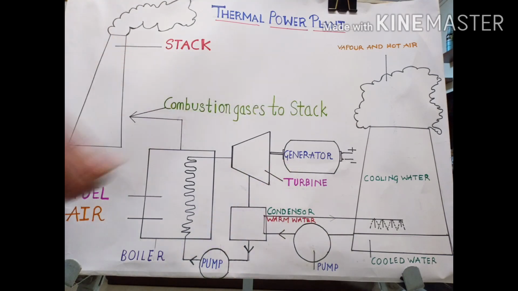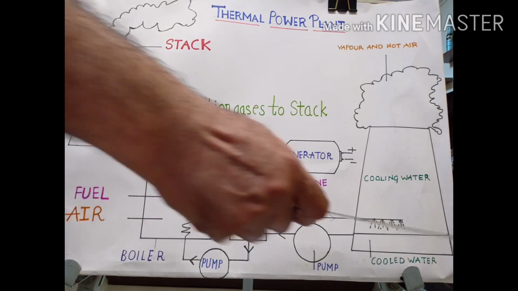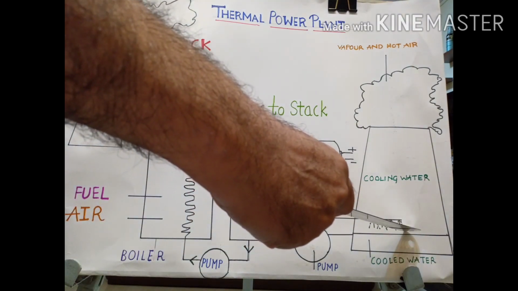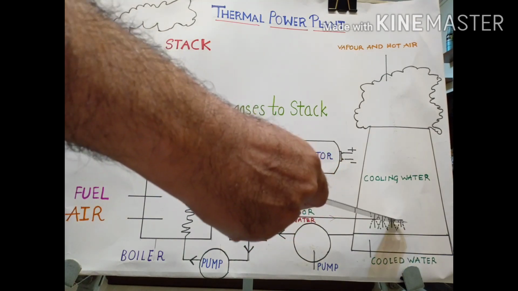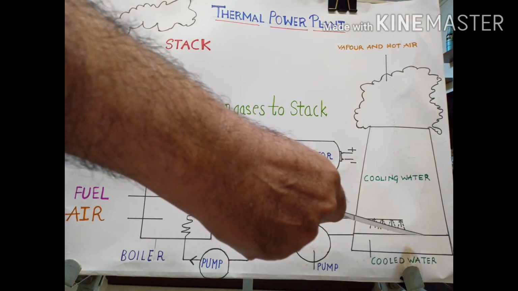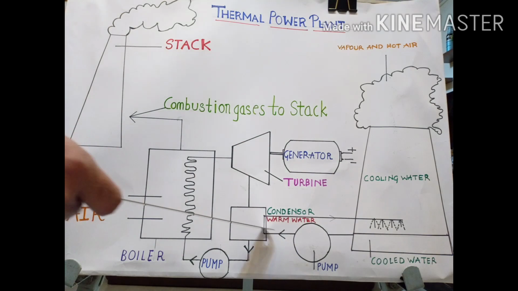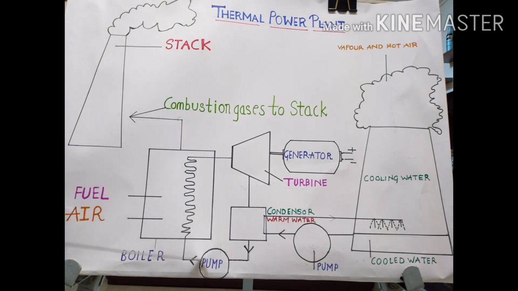Again that water is heated and the process repeats itself. So the steam gets condensed into water, and that water is recirculated into the boiler with the help of a pump, which pushes this water back, and then the process begins again and again.